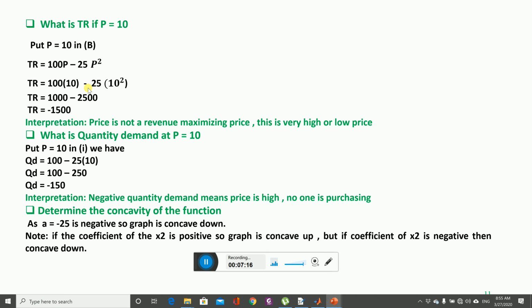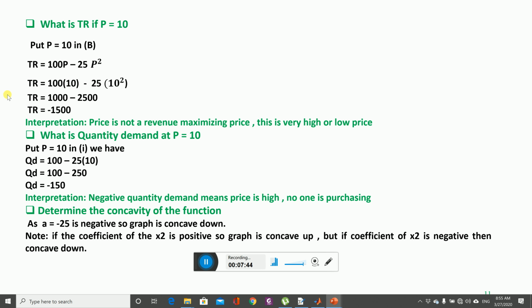100 multiplied by 10 minus 25, price is 10, 10 square. So 100 multiplied by 10 is equal to 1000, and 25 multiplied by 100 is equal to 2500, and the difference of both values is minus 1500. So this is the way to compute the total revenue. When we put the price in the total quadratic revenue function, automatically we will find the total revenue of the company.